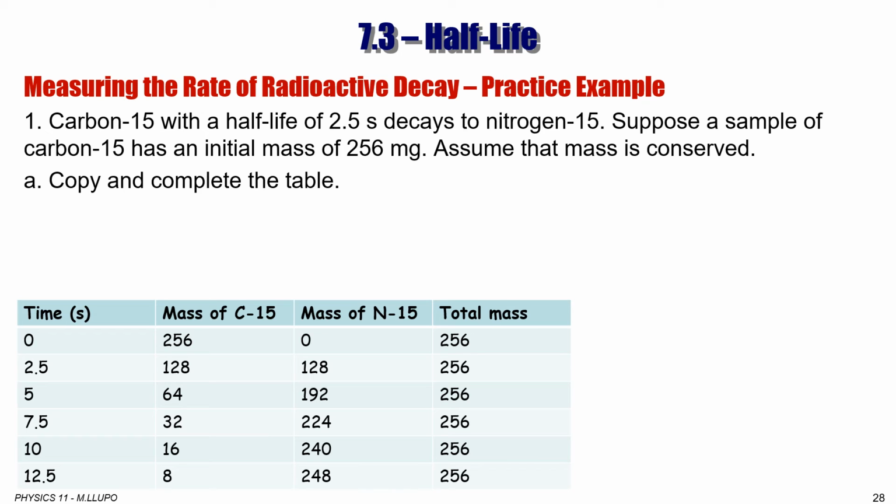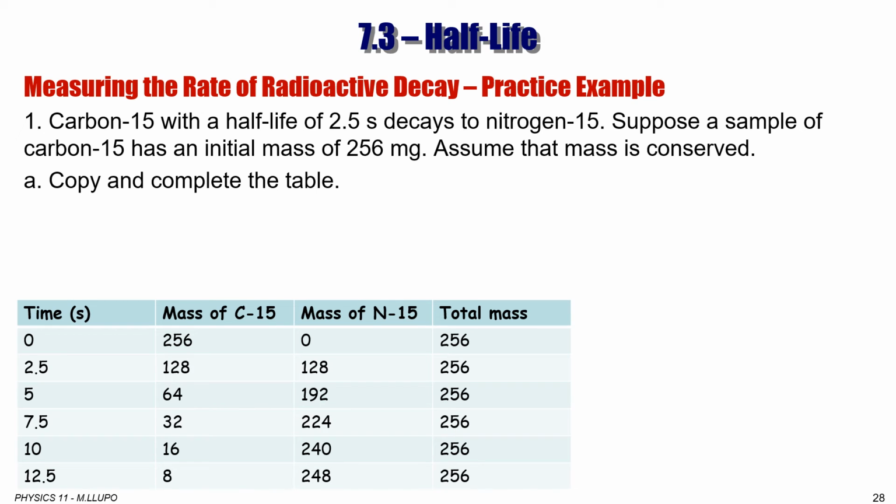After another 2.5 seconds, which means at time 5 seconds, it is going to be half of the 128, which is 64. And another half is going to decay to nitrogen-15, which will make a total of 192 nitrogen-15. But together, it's going to be 256. So mass is conserved. After another 2.5 seconds, half of 64 is going to be 32. And that 32 is added to 192 milligrams and makes 224 milligrams, but the total is 256.